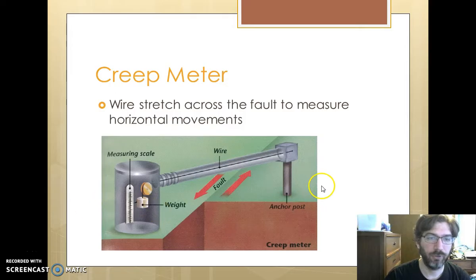Basically, we have an anchor post over here. This is going to be solid into the ground, into that rock. It's not going to move. And we have a string attached to it. That string is then strung over here and attached to a weight on the other side of the fault line. So as this piece moves away from this piece, it's going to raise that string up, and that weight is going to go with it, and it's going to have a scale here, and it's just going to point and measure how much this has moved. Pretty simple design, but effective.